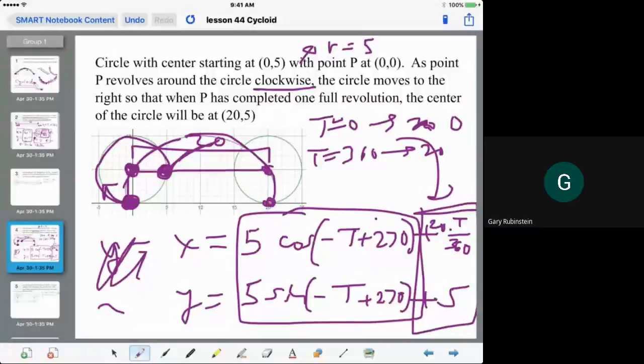For instance, if I changed this 20 to something like a 40, it might look more like the other thing. But here, because we're told as one of the givens that the circle moves to the right so that when p has completed one revolution, the center will be at 20, they're telling us it has to get to 20 at the end.